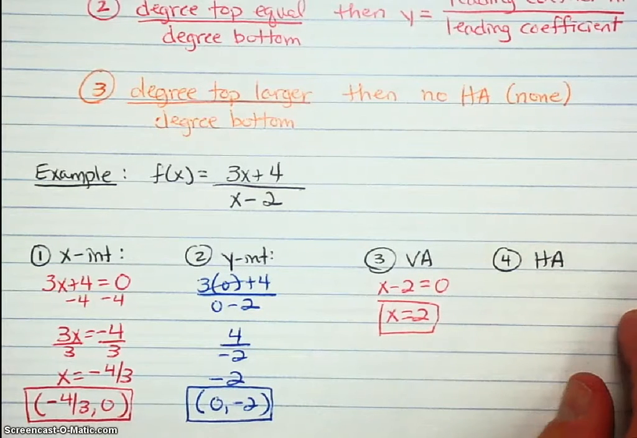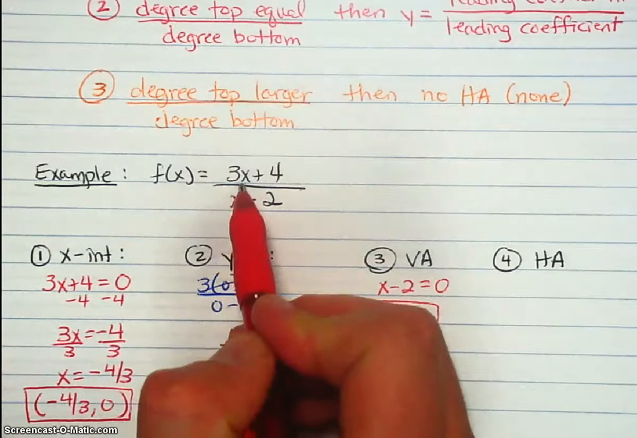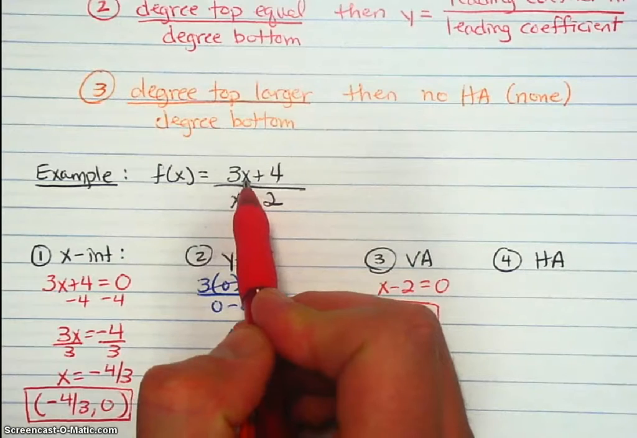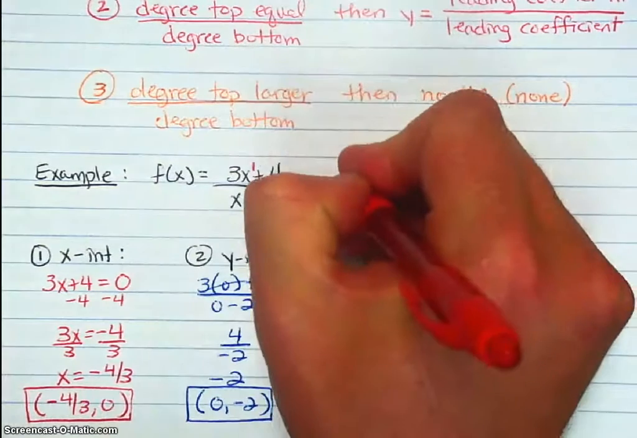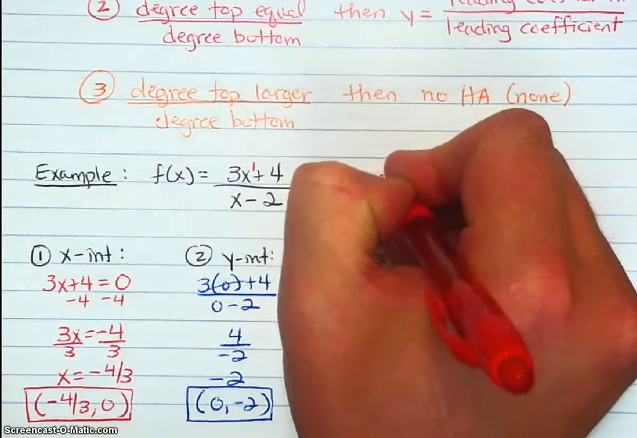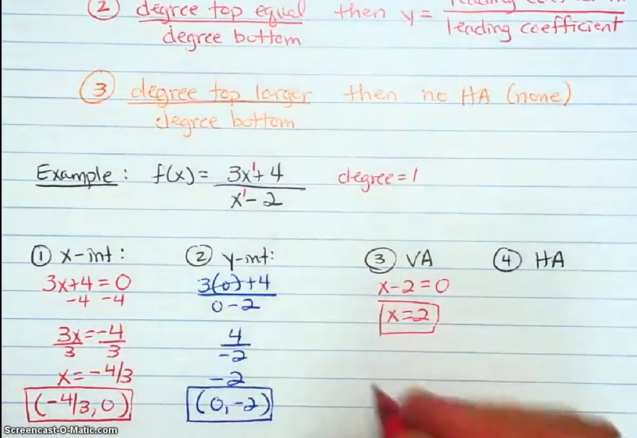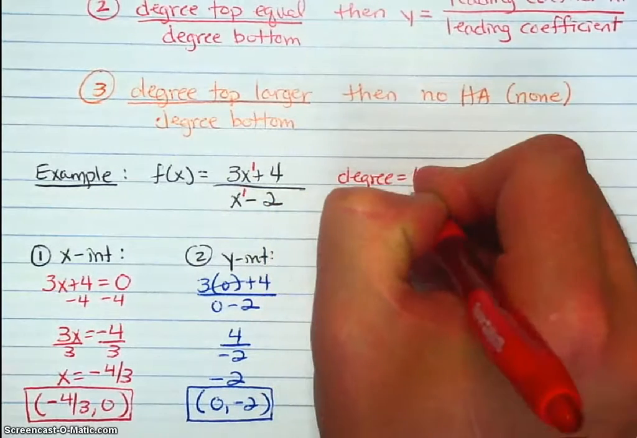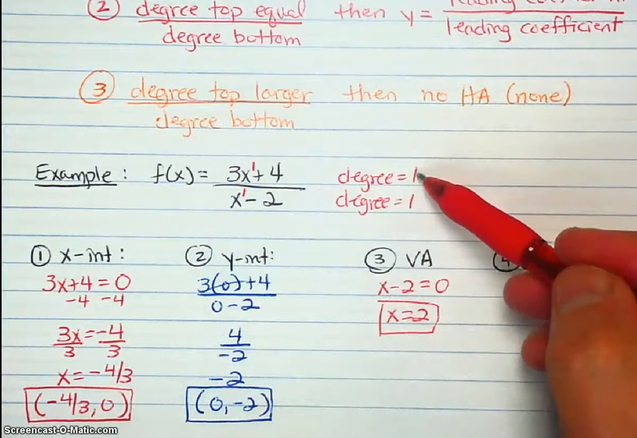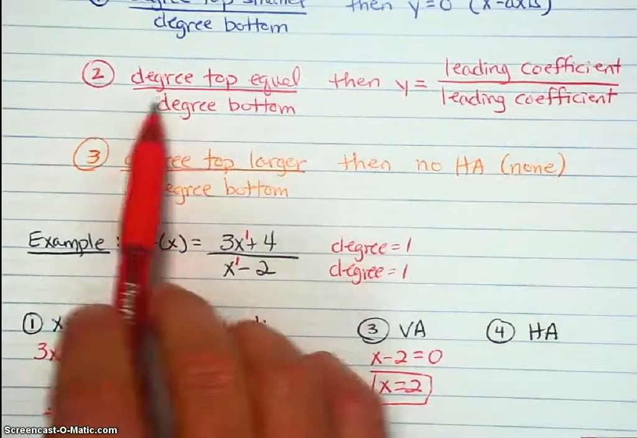And then for the horizontal asymptote, we have to look at the degree. Now, when we're looking at the degree here, we want to look at the highest power of x in the numerator. Well, all we have here is an x to the first. So the degree of the numerator is 1. And down here in the bottom, we also have an x to the first, so the degree of the denominator is also 1. Well, these two degrees are equal, which means we're going to be looking at my second case here for horizontal asymptotes.